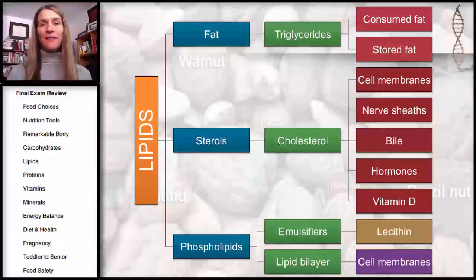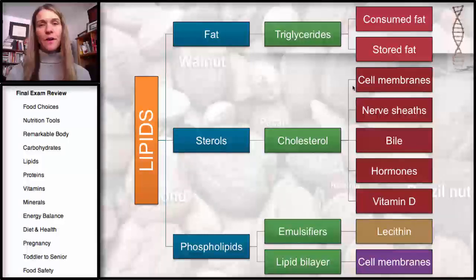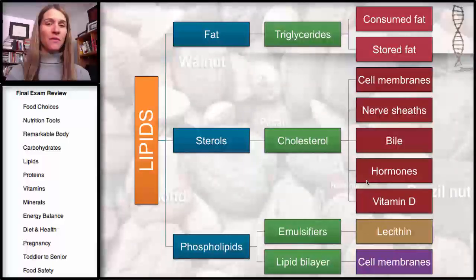This is the type of fat that we consume. It's also the type of fat that we store on our bodies. So it's the consumed fat and the stored fat. Sterols, and our most well-known sterol is cholesterol, serve many functions. Cholesterol, in particular, is part of our cell membranes, our nerve sheaths. This is how we synthesize bile, hormones, and in particular, vitamin D.